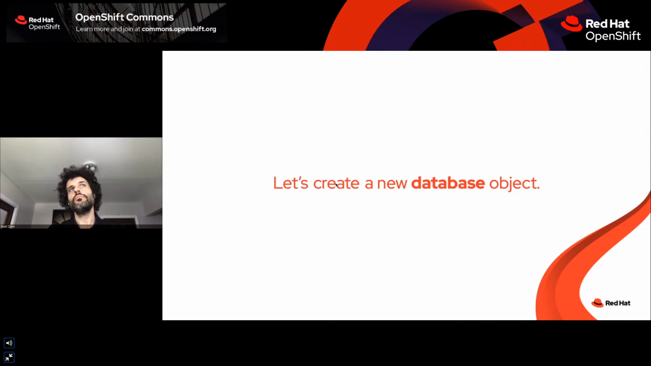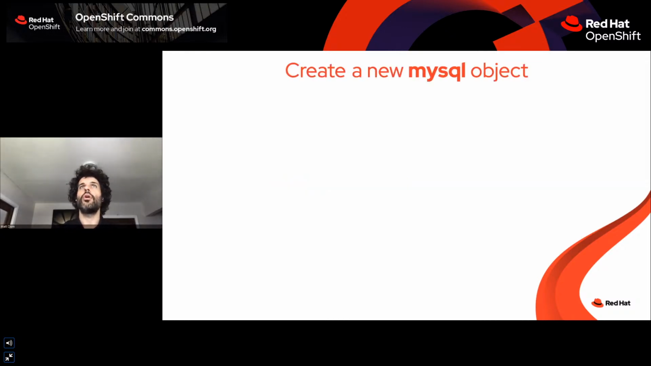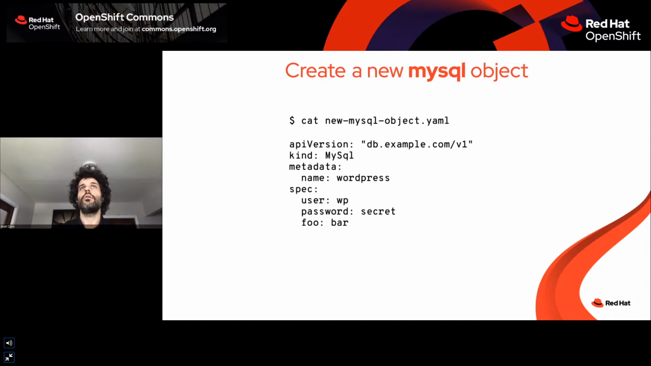So let's go ahead and create a new database object. How do we do that? Well, we just say API version, and we put in the API version that we initially set up, and we put in kind MySQL, and then we put in what we want to call it. We're going to call this one WordPress. You can probably take a wild guess at what we're going to do here. We're setting up a database to be used for WordPress.